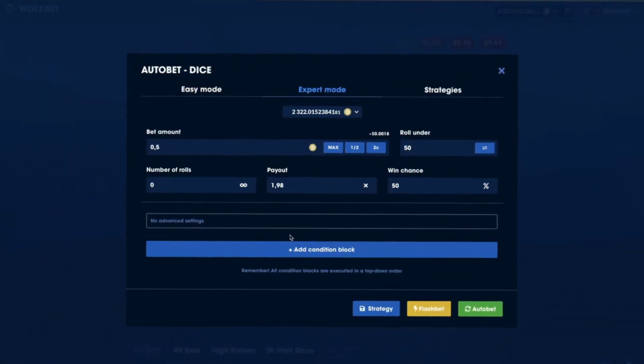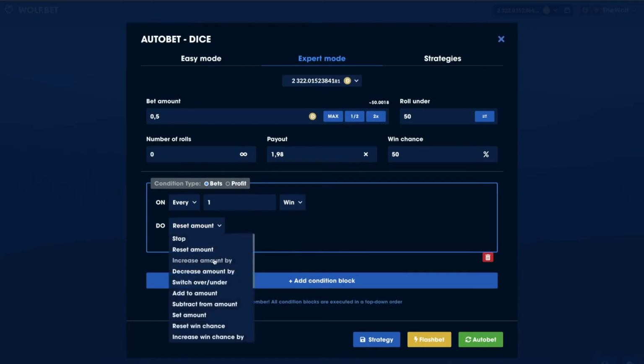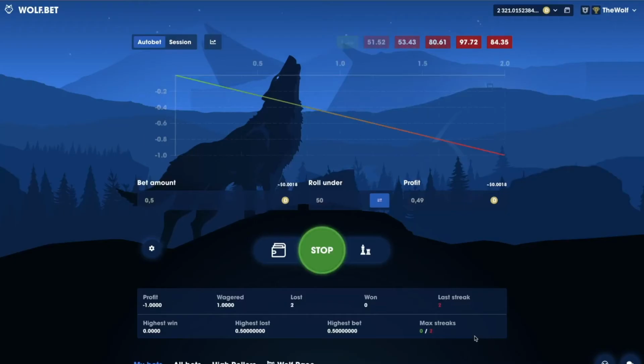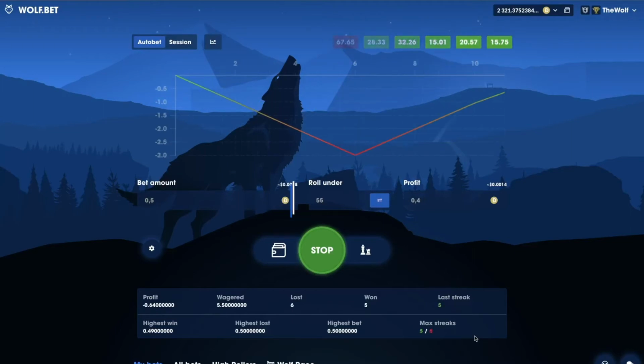It is possible to manually add an additional percentage number into the win chance during the Autobet session. For example, if you originally have 50% and you want to increase it by 5% on every 10 bets, simply click Add to Win Chance and type 5% and the number of bets needed for the change. Take a look. As you can see, our win chance changed after 10 bets.